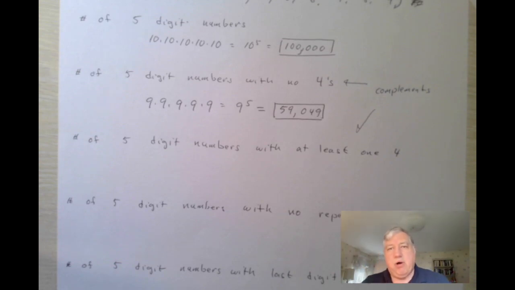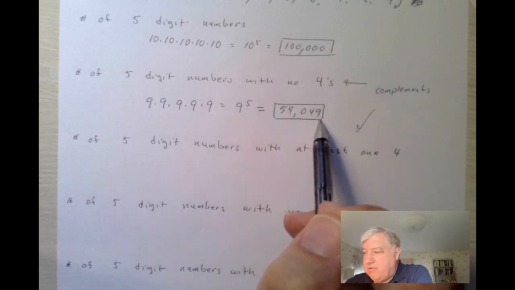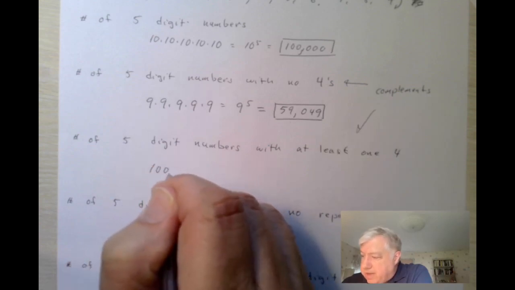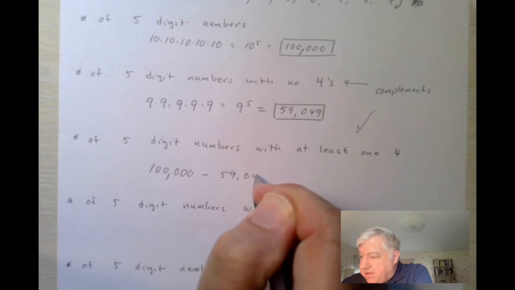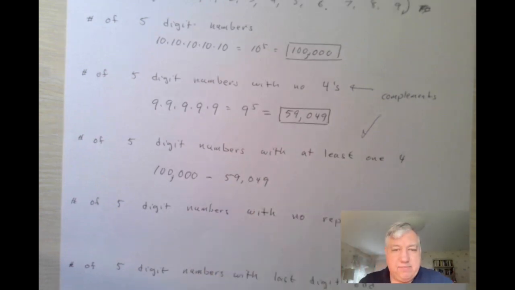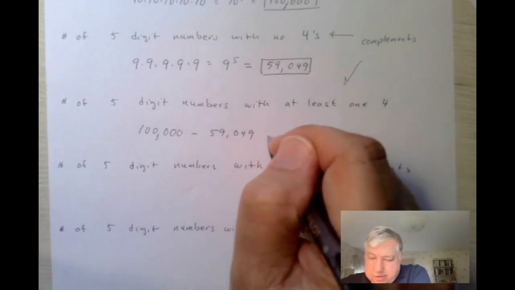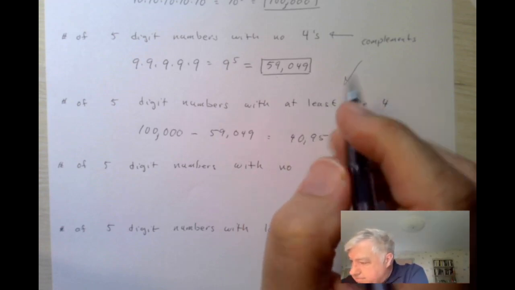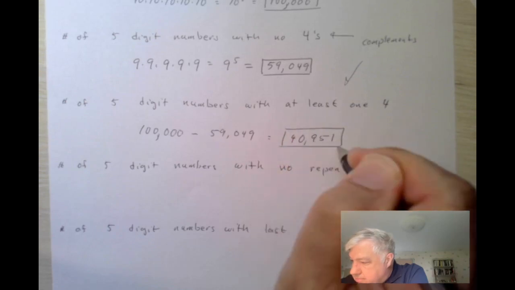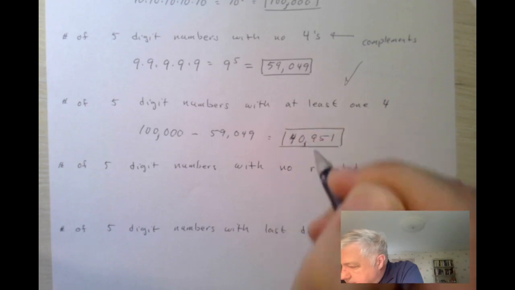So what we do is we know that there are 100,000 total. We know 59,049 have no 4s. So that means 100,000 minus 59,049 must have at least 1 four, right? So when you compute this on your calculator, this is 40,951.